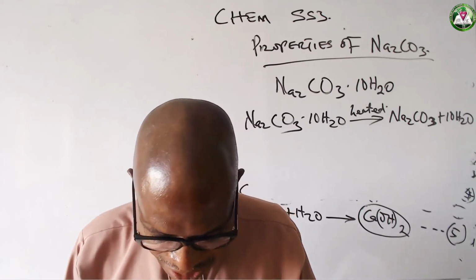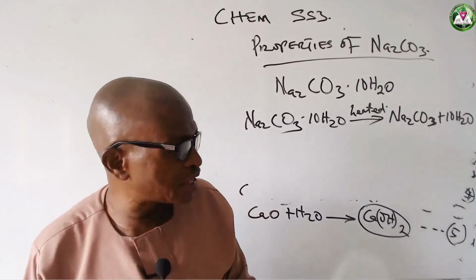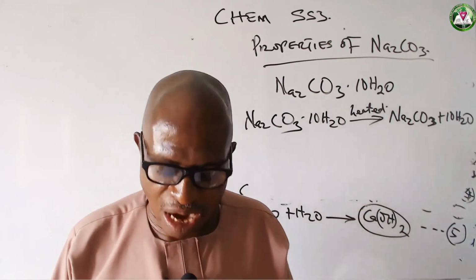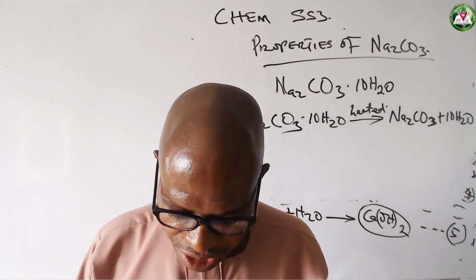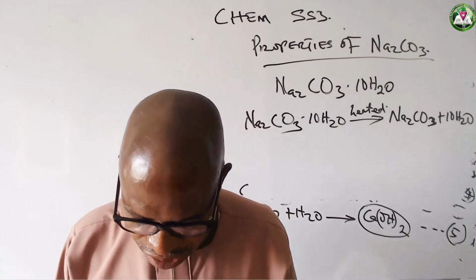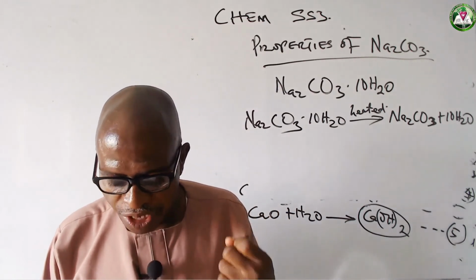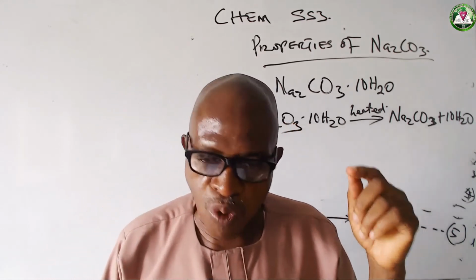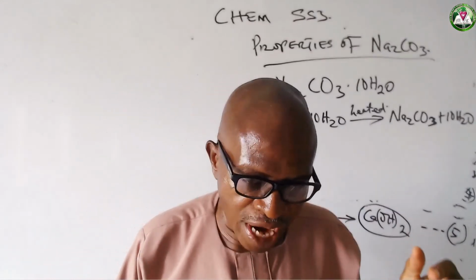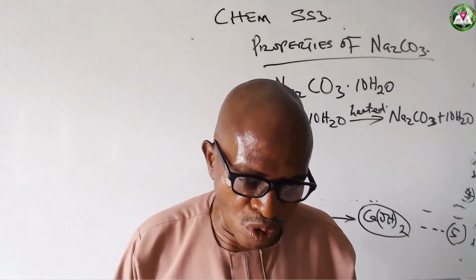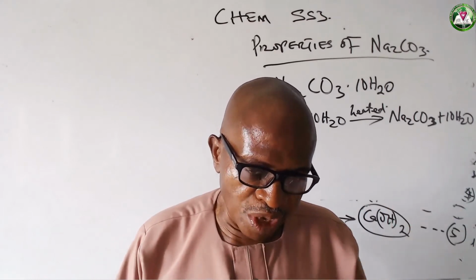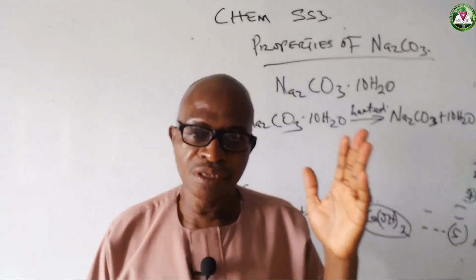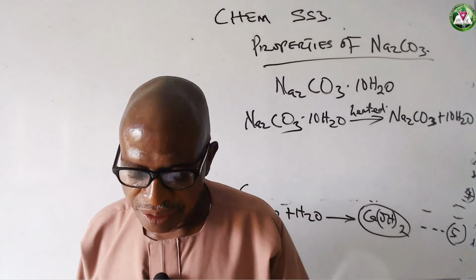Or you can regard it as 6. Anhydrous, that is Na2CO3, anhydrous sodium trioxocarbonate 4 is stable to heat. It's not decomposed on heating. And you should know that the group 1 trioxocarbonates do not decompose on heating, which means that potassium trioxocarbonate 4 also does not decompose on heating.